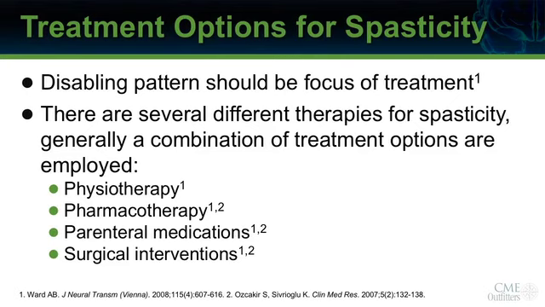pharmacotherapies such as oral agents that we've discussed, baclofen and tizanidine being the two most common, parenteral therapy, injected therapy, including alcohol, phenol, botulinum toxin, and in some circumstances, even surgical interventions, such as in pediatrics with ankle procedures, such as tendon lengthening procedures.